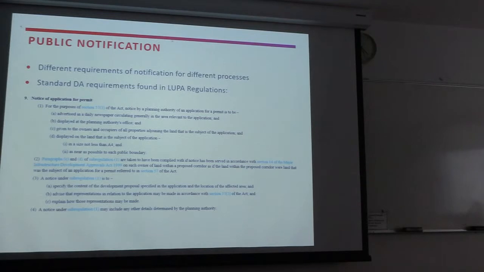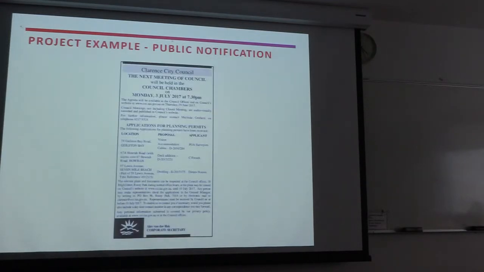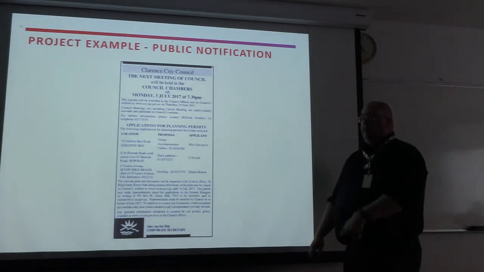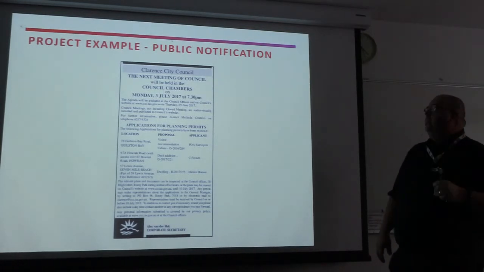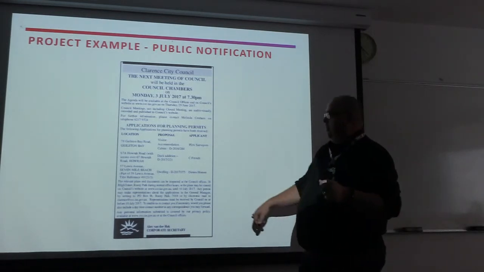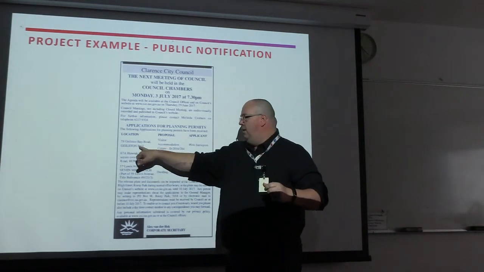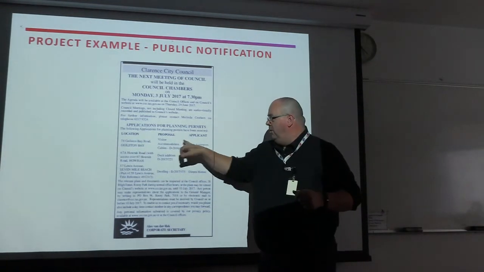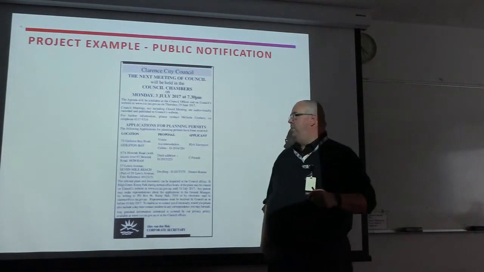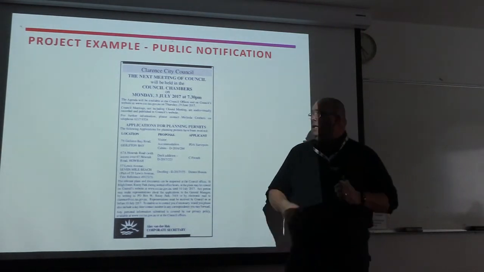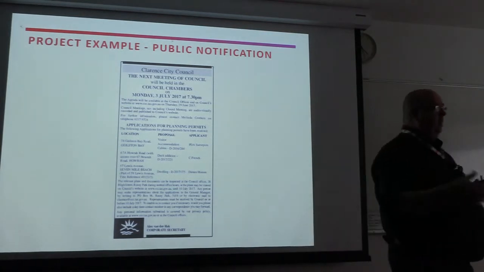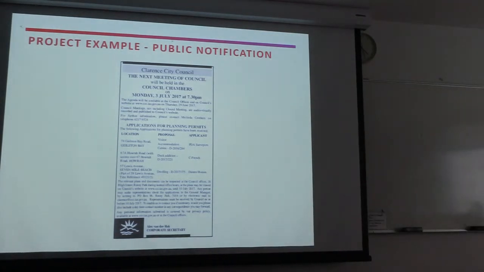And of course, the notice in the paper. Emma, you showed one of these in the first week as an example. I think it was for the university's temporary accommodation. Here's one for 78 Gilston Bay Road. Who the applicant was, what the proposal was for, relevant information, etc. So that's what went in the paper at the time.